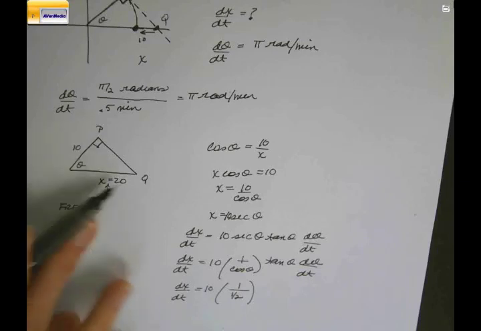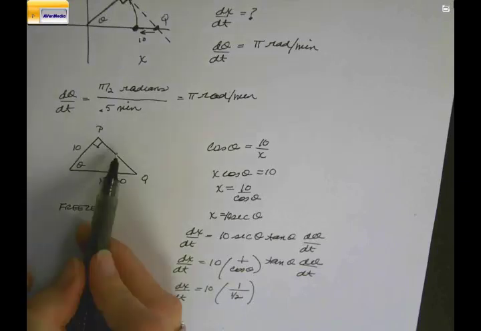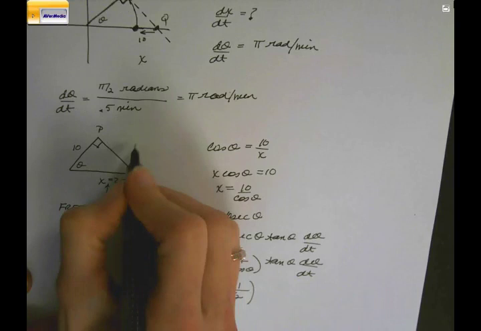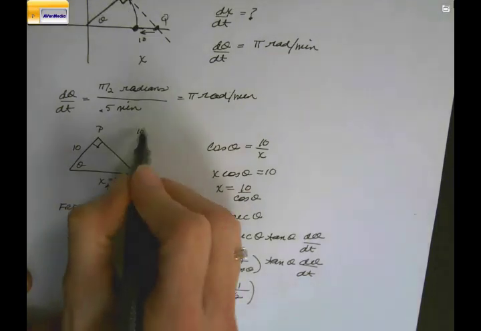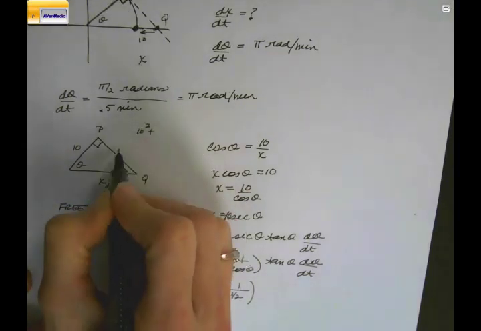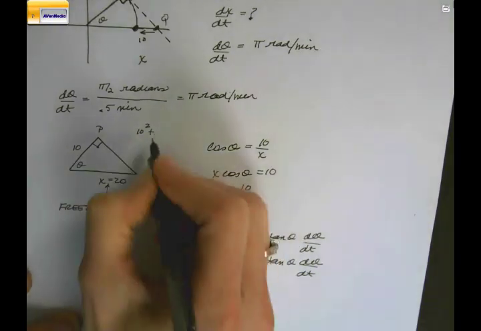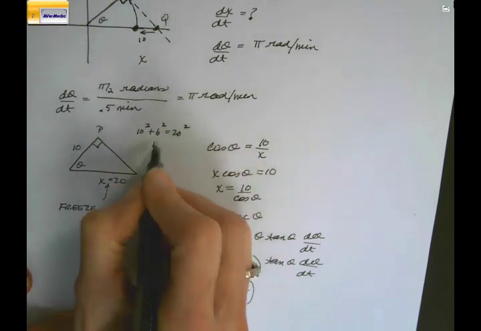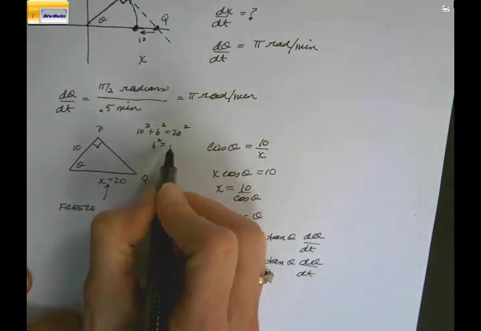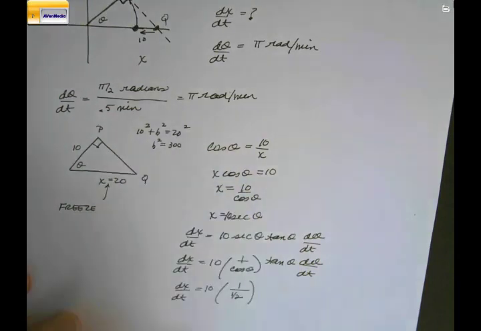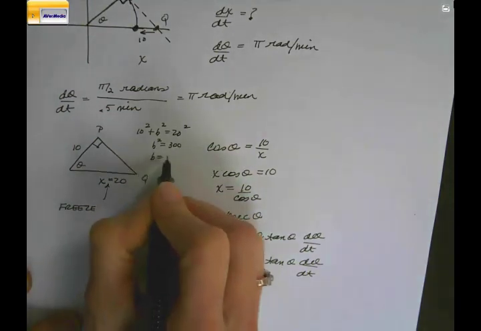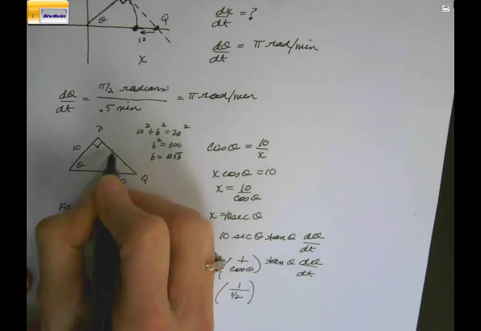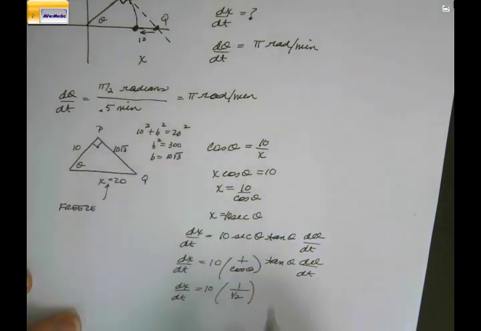But by Pythagorean's theorem, what is going to be the length of this side? There you go. You've got Pythagorean's 10 squared, but whatever this thing is, maybe we'll call it b. Okay? So b squared equals 400 minus 100. So b would equal the square root of 300, which would be 10 square root of 3. So this is 10 square root of 3.